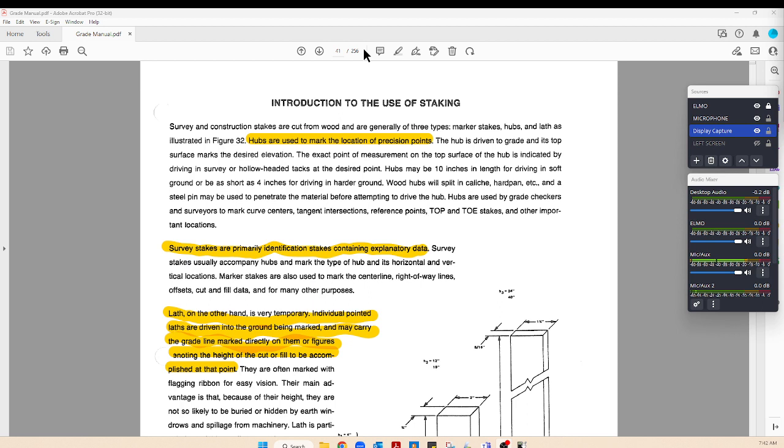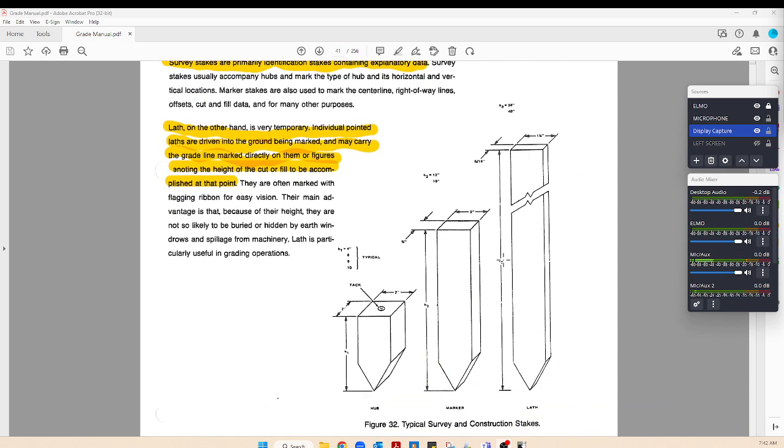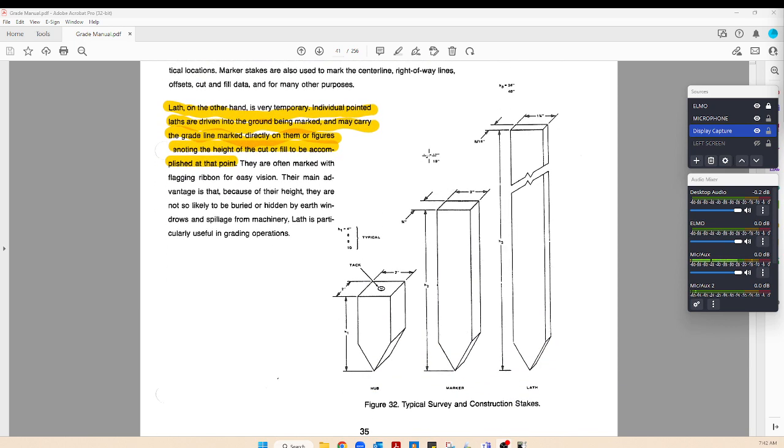So let's just begin with a little bit about stakes, a very little bit relative to how many they are. But at the top, it's talking about survey and construction stakes. They are made of wood and generally of three types. There are marker stakes, there are hubs, and lath, as illustrated in Figure 32, which is here. And they got names for these things, and I can't quite make that out. This is 12 inches long, and I'm not sure what that is. But this is called a marker stake.